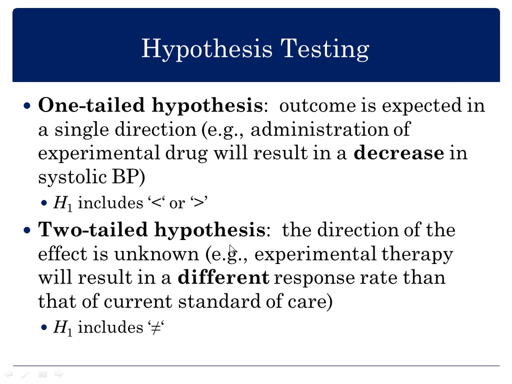Or I could have a two-tailed hypothesis, where the direction of the effect is unknown, or maybe you have an idea but you want to be conservative and catch the evidence in either direction, then you would have that not equal sign. So if I said that this therapy will result in a different response rate than the current standard of care, I'm not saying whether it will increase or decrease, just saying it will be different. So my alternative hypothesis will include a not equal sign.